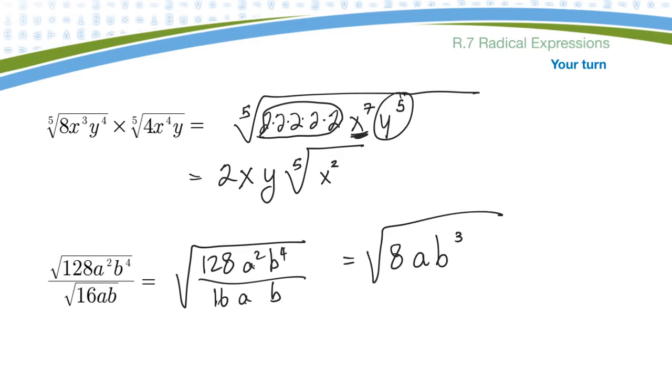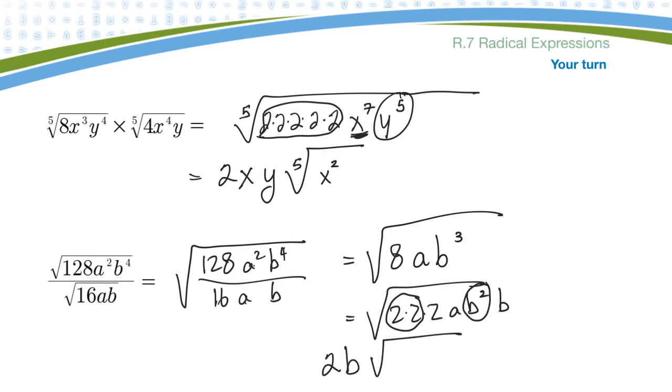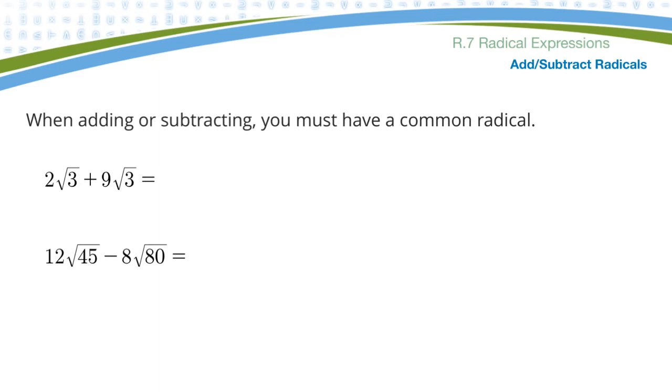So there, now I don't have a fraction, but I'd still have to worry about the square root sign. 8 is 2 times 2 times 2, and A, and then I've got B squared and a B. So I can bring that group of 2's out. I can bring those 2 B's out, and then stuck inside I'd have a 2, an A, and a B. Okay, so there's those questions.